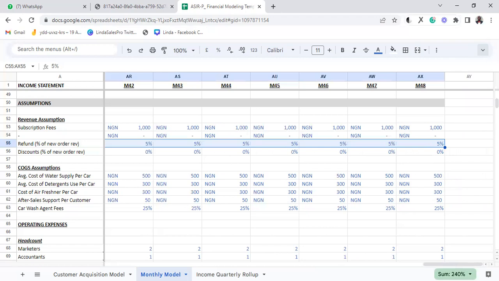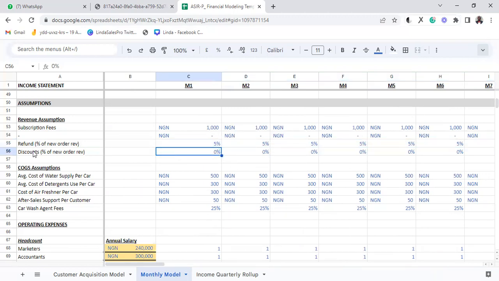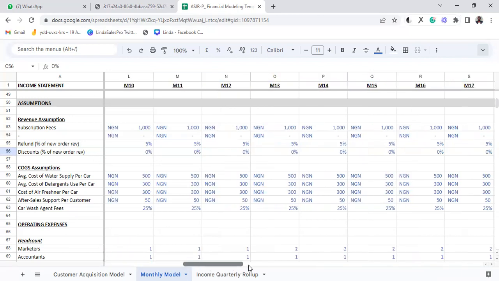All right, so I just drag it to the end so that all of them will be 5%. Remember, all of them must not be 5%. At some point, it might reduce because you are creating more, your value is now becoming clearer. You are building a better brand, so the percentage of refund will be dropping, right? So the next one here happens to be discounts. Maybe usually in the December period, which is months 10, 11, 12, you give discounts.